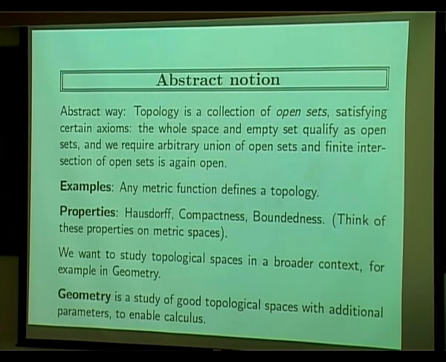We also require that an arbitrary union of open sets and a finite intersection of open sets is again open. That means the arbitrary union of sets in this collection of subsets should again be an object in that collection. And if you take a finite intersection of sets from this collection, it should again qualify to be in this collection. So this collection of subsets of your ambient space forms a topology on your set.